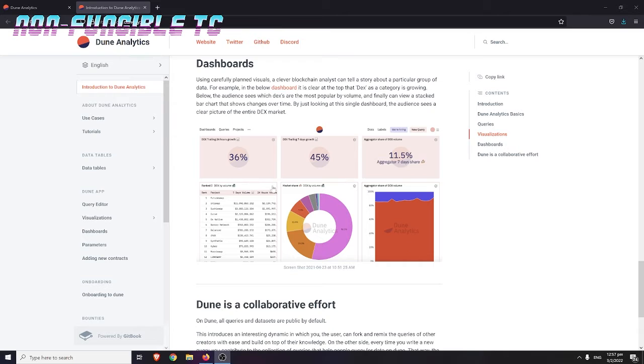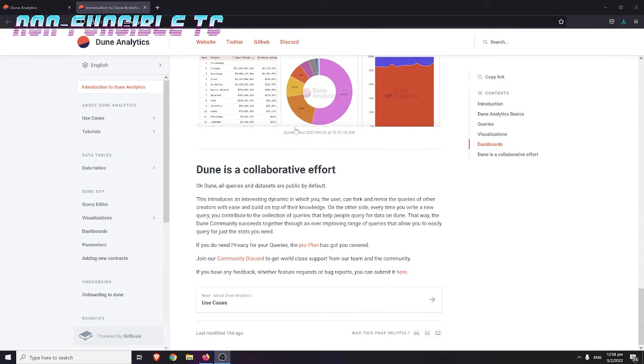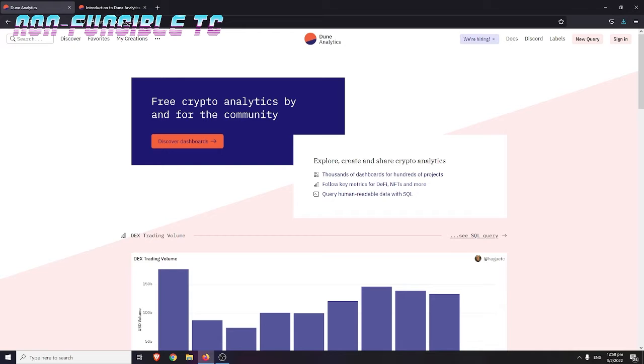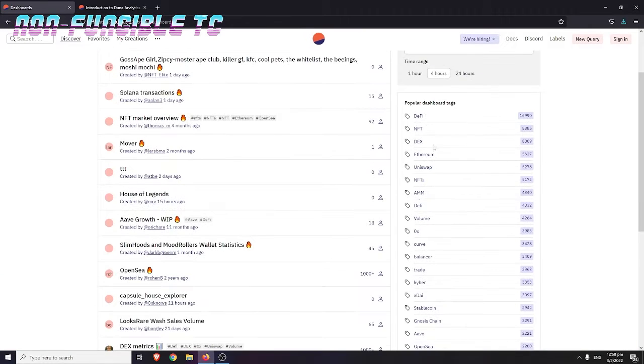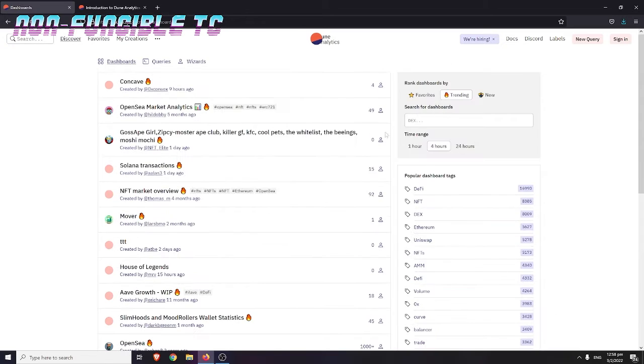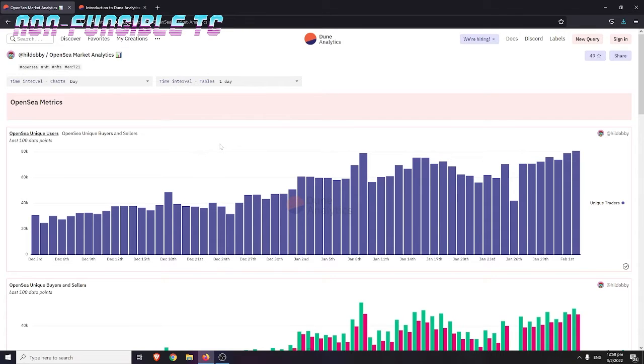So this is actually the market share of different DEXs, right? Decentralized exchanges. The interesting thing is that it is a collaborative effort. What that means is that if you go to the website, which is Dune dot xyz, you can discover a lot of dashboards with different tags, and all of these are created by community members. So this is really exciting. Say for example, OpenSea market analytics, right? And all of this is free of charge.